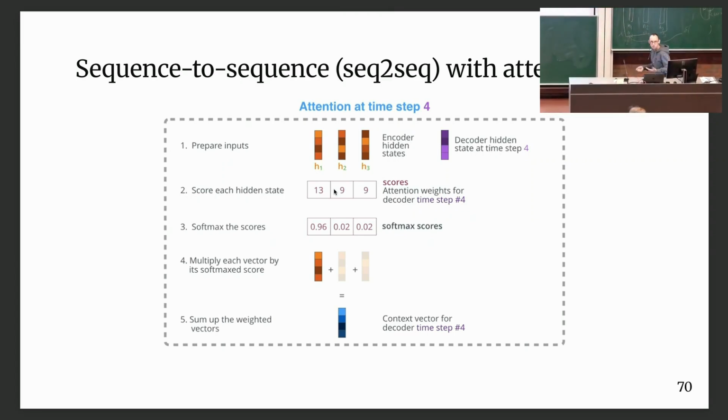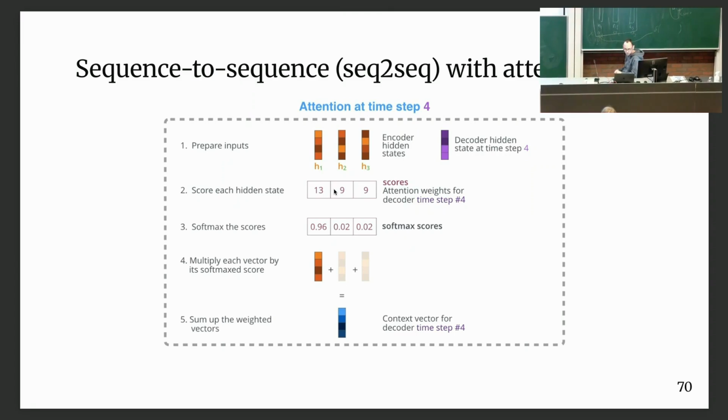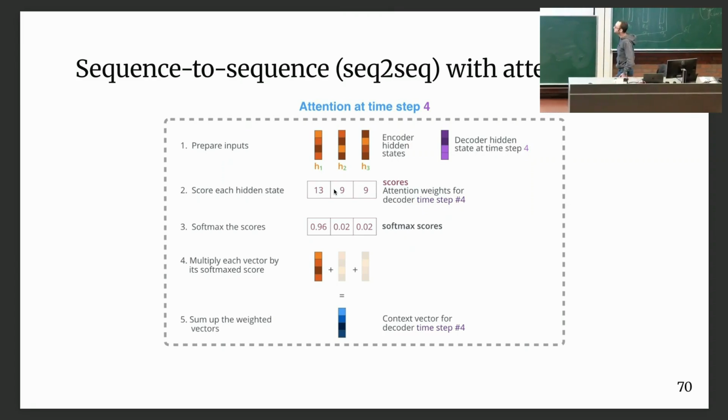Now somehow, we don't know how yet, but somehow I'm going to utilize these inputs to then calculate a score for each of these hidden states, each of these orange parts. And I don't like that it's 13, 9, and 9, so let's softmax them so that they're between 1 and 0. And then the rest is simple.